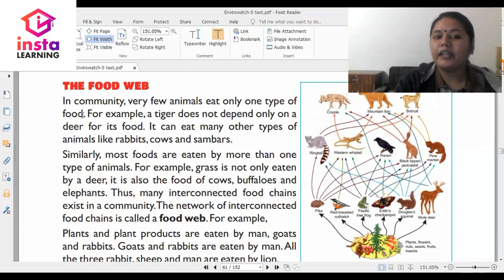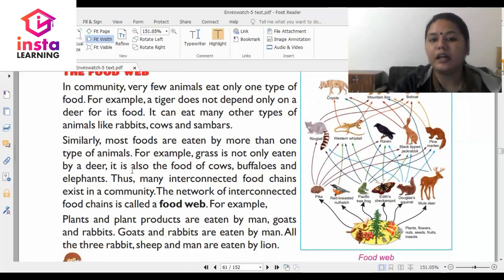The food web. In a community, very few animals eat only one type of food. For example, a tiger does not depend only on a deer for its food. It can eat many other types of animals like rabbits, cows, and sambar. Similarly, most foods are eaten by more than one type of animal. For example, grass is not only eaten by deer, it is also the food for cows, buffaloes, elephants, and even horses. Thus, many interconnected food chains exist in a community.